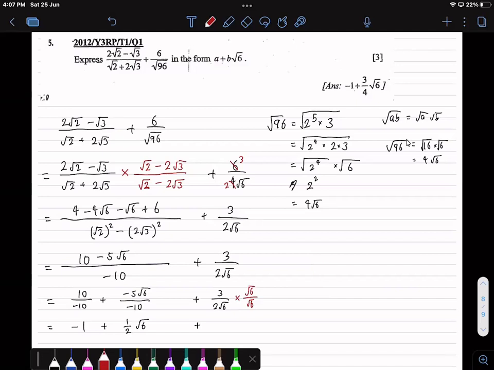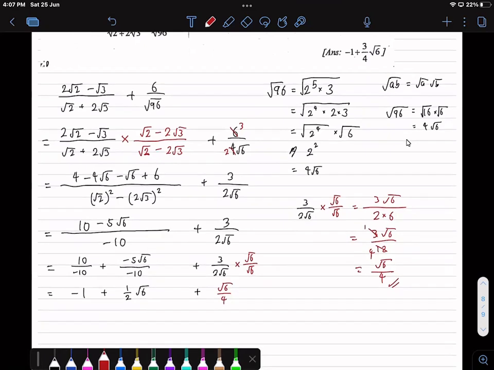Maybe I'll write it at the side to save some space. This guy is equal to 3 root 6 divided by 2 times 6, which is 3 root 6 over 12. 3 and 12 cancel, 1 and 4. So 1 times root 6 is root 6 over 4. Okay? Is this okay so far? Root 6 over 4, okay?